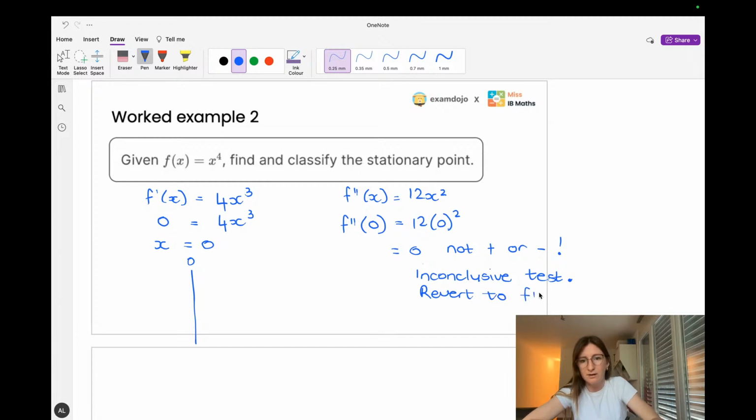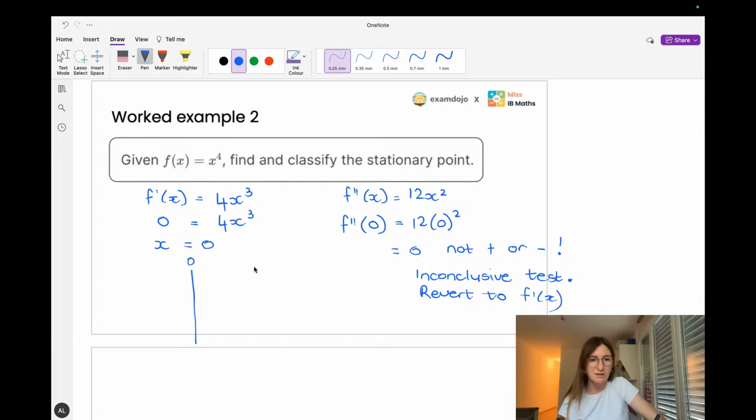Revert to f dash of x and do our sign table. So it doesn't always work. Sometimes it does. And if it had worked and not been 0, it would have been nice and quick, actually, without doing the sign table. But it sometimes doesn't work. So your question may ask you to use the second derivative to find it. So you still need to know this. But if you get 0, not positive, not negative, you have to go back.